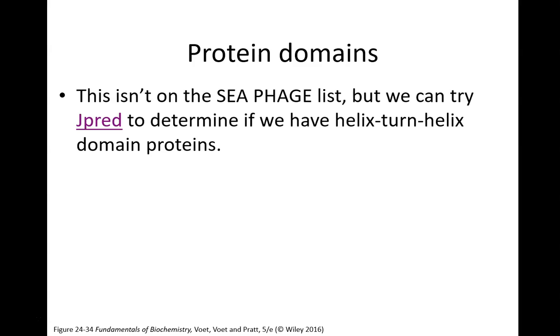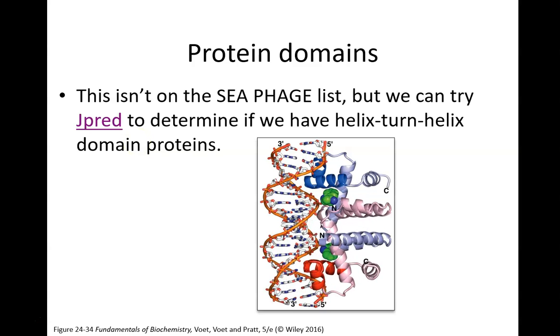This isn't on the C phages list, but we can use JPRED to determine if we have helix-turn-helix domain proteins. The helix-turn-helix is important because this picture shows the DNA over here with the backbone in orange, and this shows a protein dimer, and one subunit is shown in blue and one is shown in pink. They showed the blue subunit of the dimer in a darker blue to indicate the portion of the protein that binds to the DNA. So the helix is shown as a corkscrew, so I don't know if you can see this helix-turn-helix right here in dark blue.